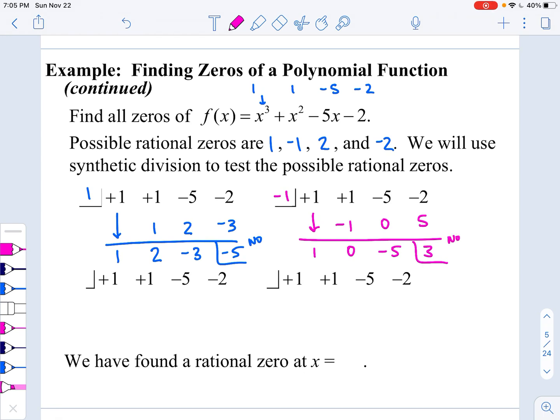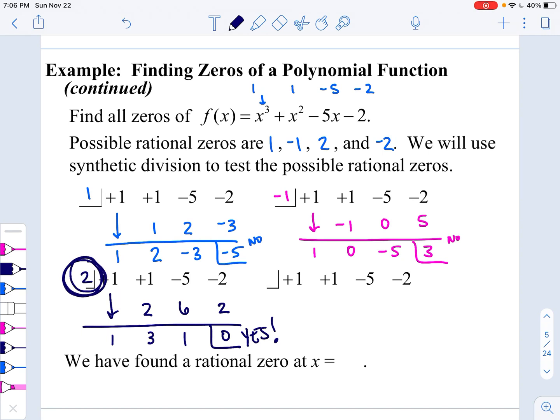Let's try the next one, +2. If I try a +2, let's break this down. 1 times 2 is 2. 2 with 1 is 3. 3 times 2 is 6. That is a +1. 1 times 2 is +2, which gives us, we found a solution. I got 0 left over. That means that +2 is a solution. That is a real 0. So we have found a rational 0 at +2.